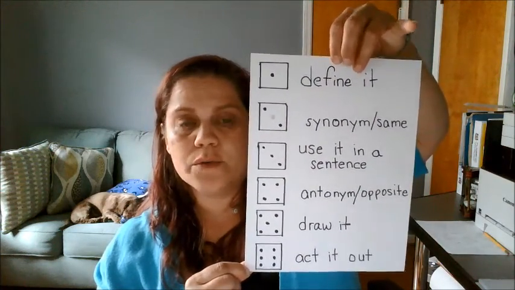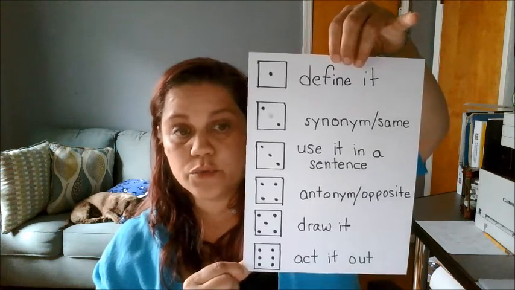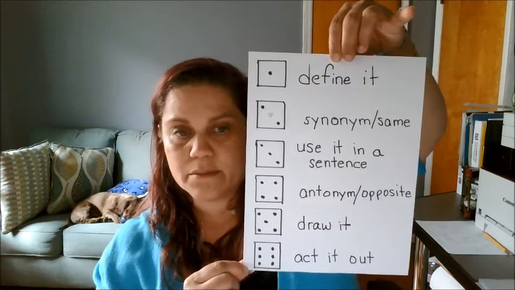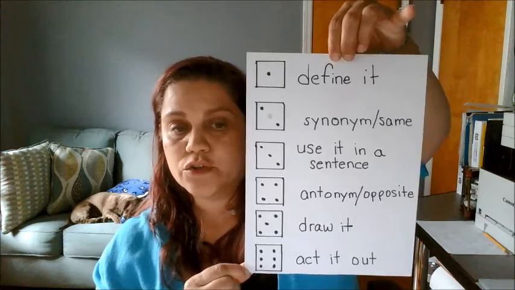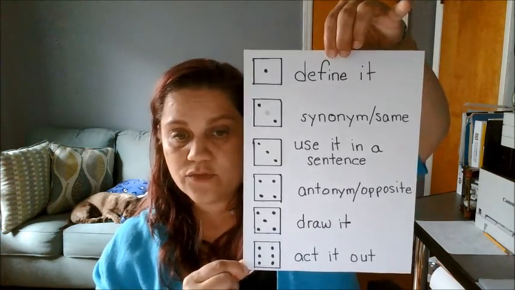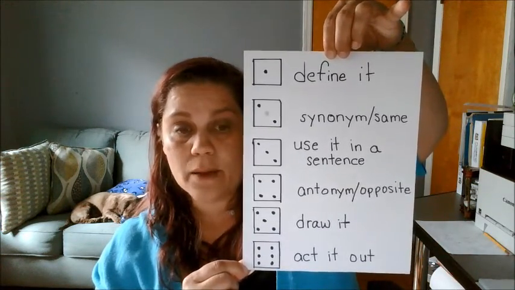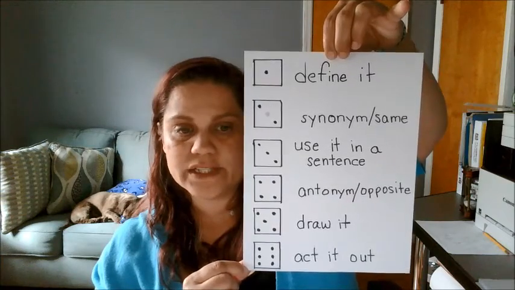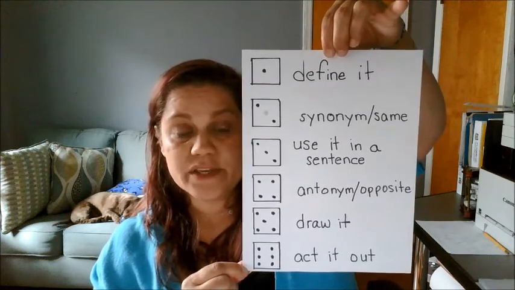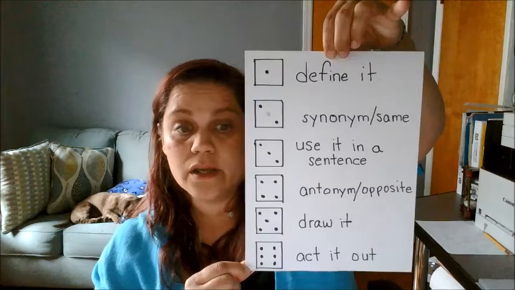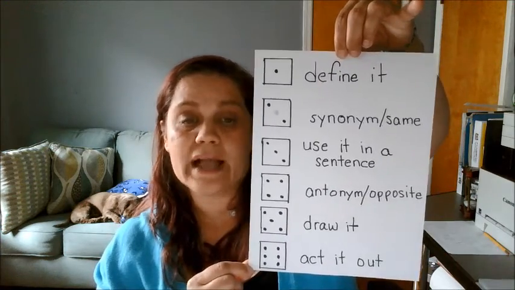So 1 would be to define it. 2 would be a synonym or a word that's the same. 3 would be using the word in a sentence. 4 would be antonyms or a word that's the opposite of the word that's on the card. 5 would be drawing the word. And 6 would be acting out the word.